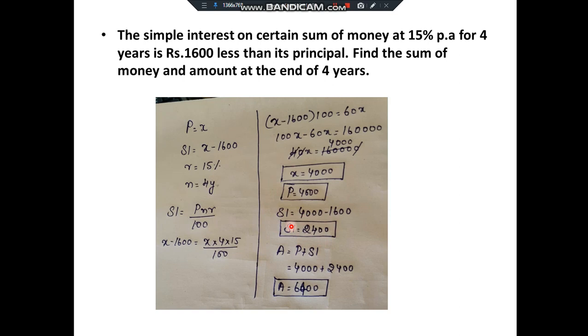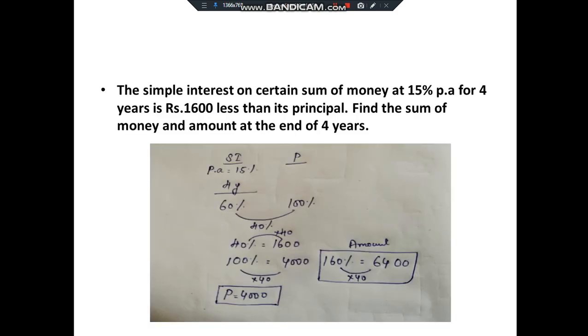We know amount is equal to principal plus simple interest. So 4000 plus 2400 becomes 6400. So that is your amount. So we have found principal as well as amount. Okay, this is the basic approach to solve this question. The same question, how we'll use a shortcut, we'll see.